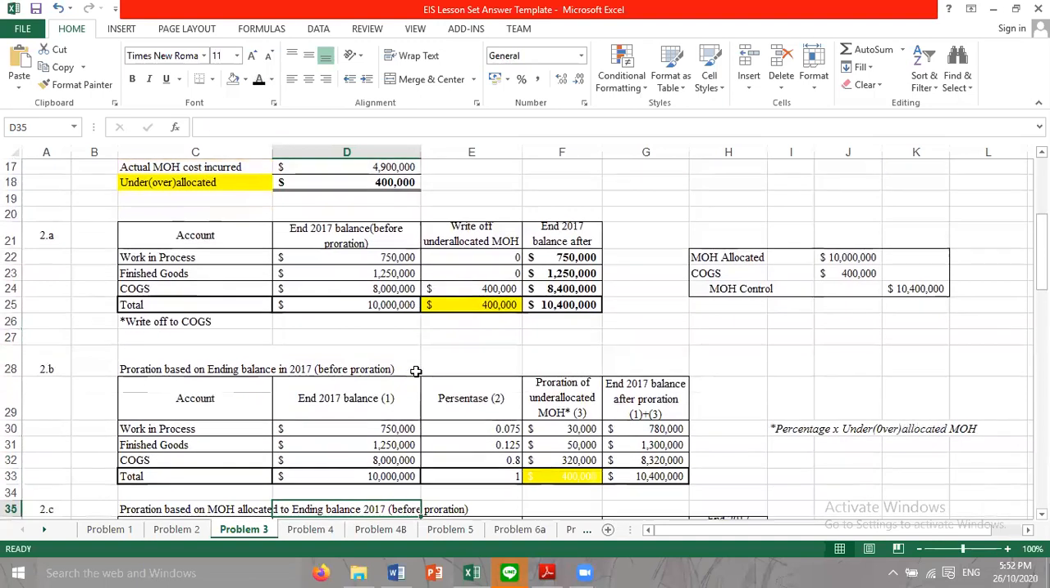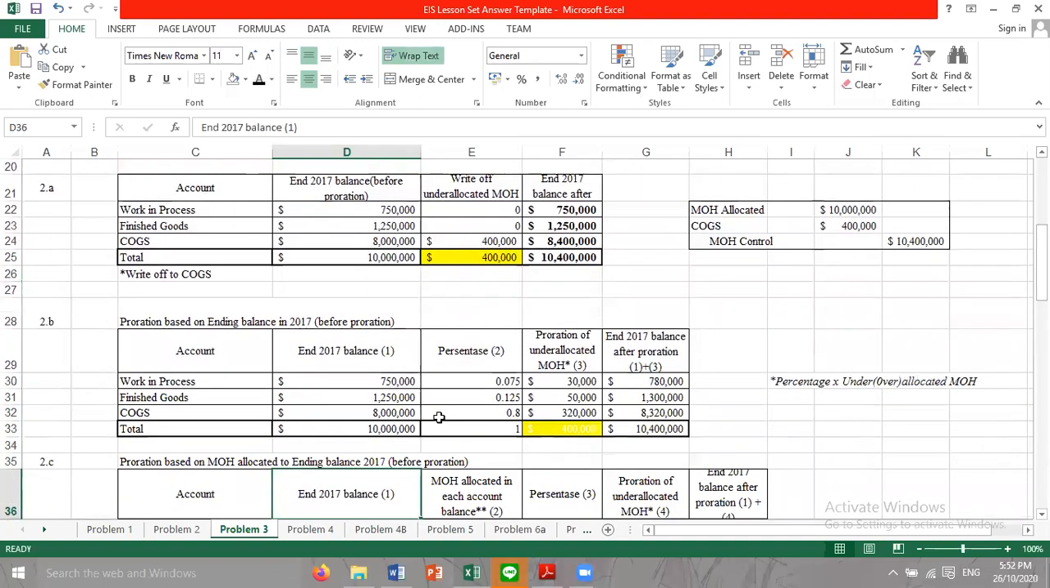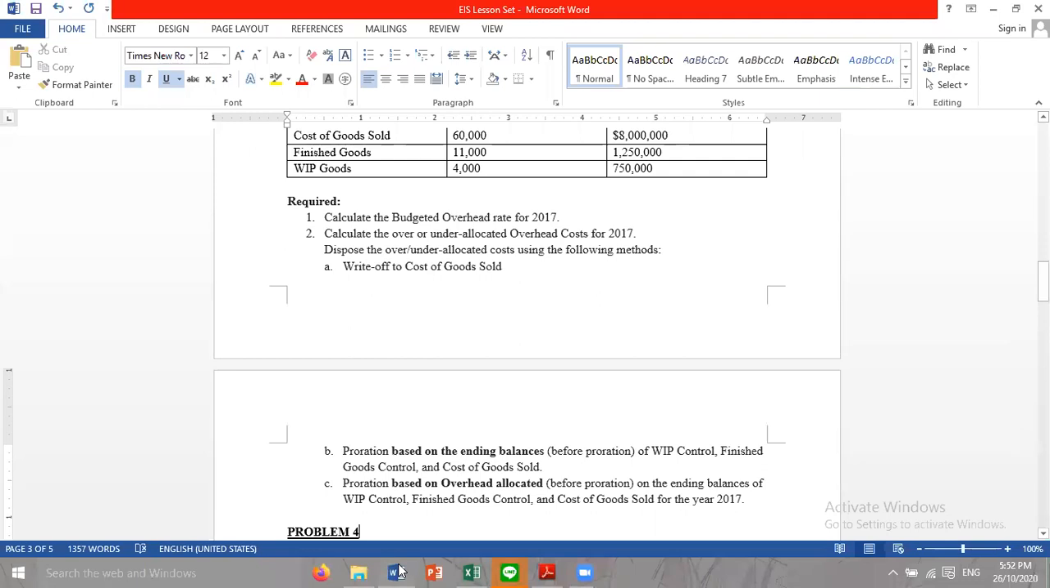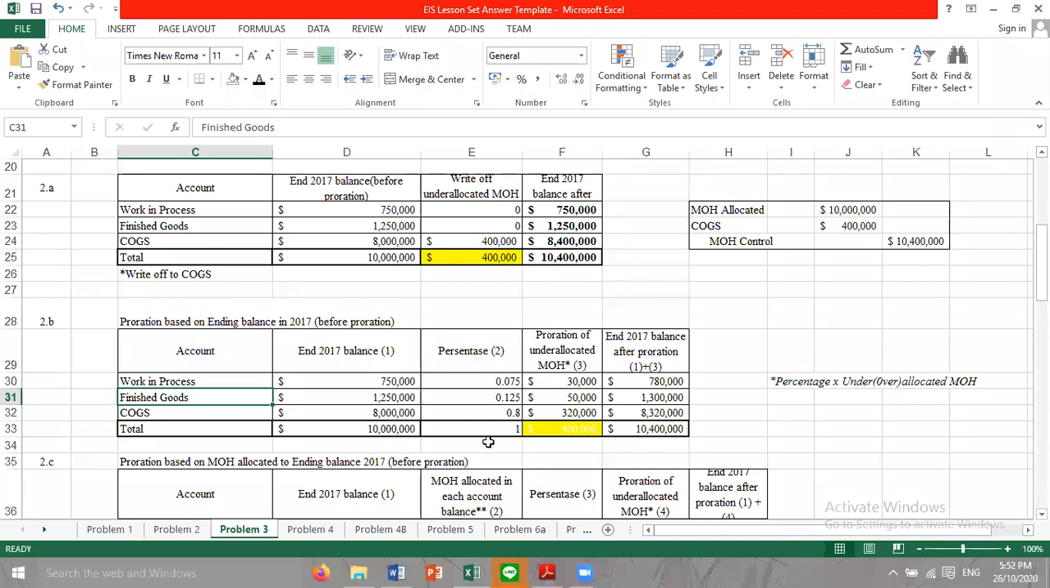Okay, so that's the journal entry. Next is the proration based on ending balance in 2017. All right, so in proration, unlike the write-off to cost of goods sold, we allocate the under or over allocation MOH to these three accounts. Now, how much is the proportion allocated to each account? This depends on the base, or the factor, we're using. In this case, let's say it's based on ending balance. So we use ending balance as the proportion to allocate under or over allocated MOH.